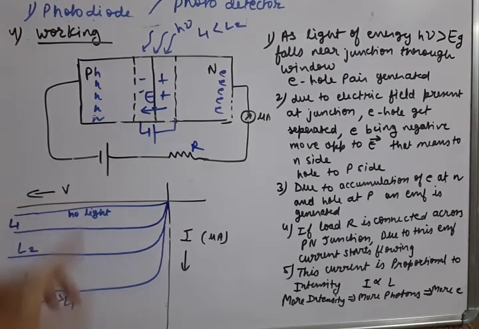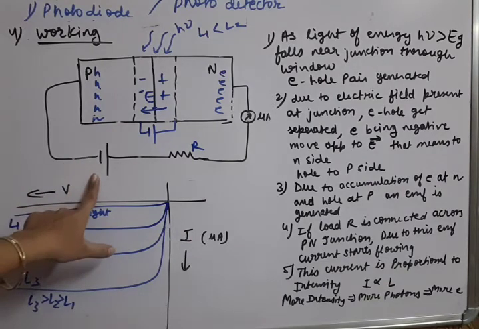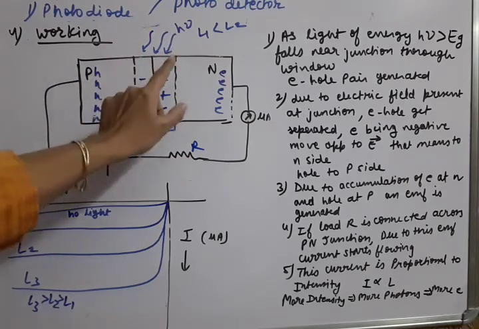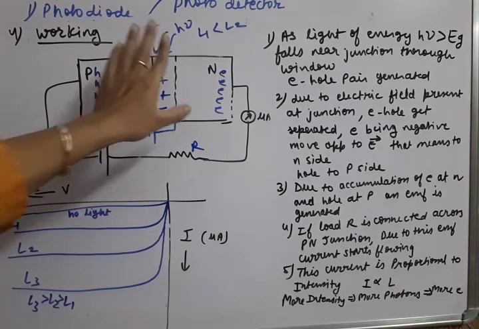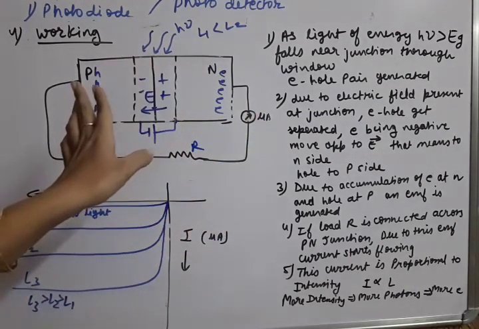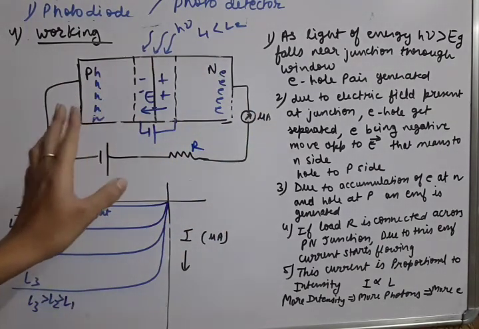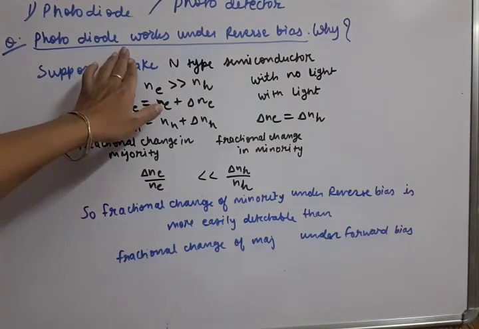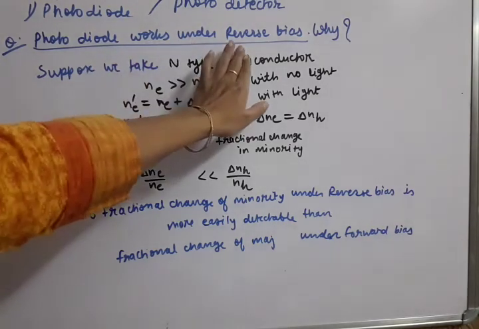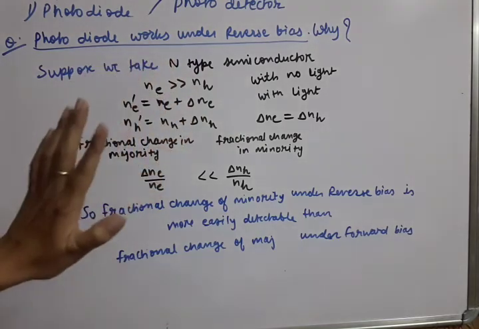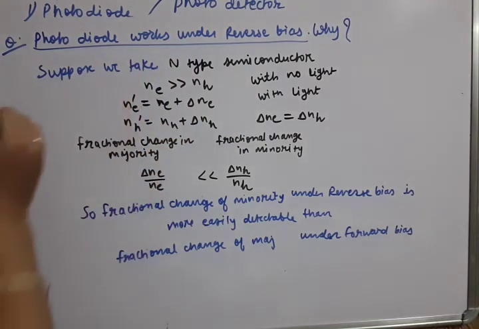Now there is a reason also why we are working the photodiode on reverse bias. The concept is very simple. We want to get the current due to light. So without light there should not be any current flowing in the diode. Okay, so let us write it in the next sheet. One important question is related to the photodiode. Let us answer it. Photodiode works under the reverse bias. Why?